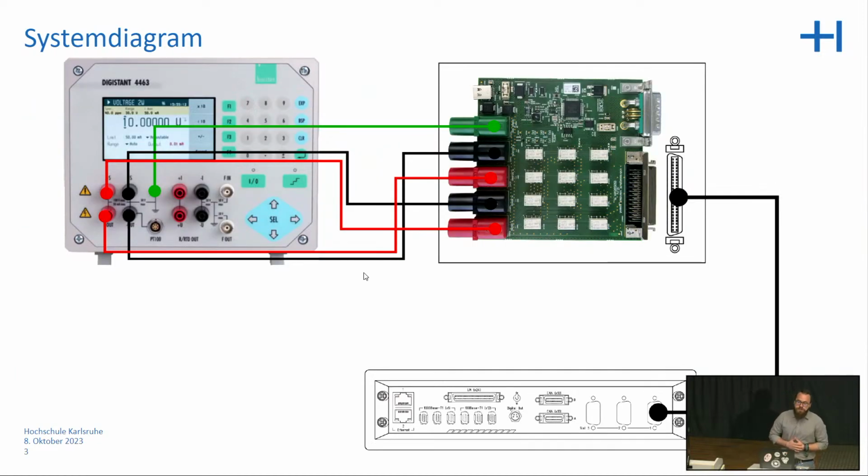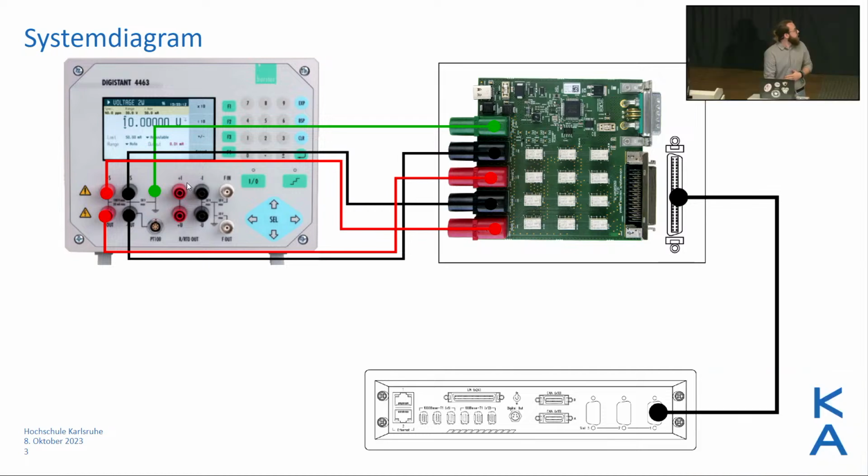A quick overview of the electrical system of the project, starting with a precision calibration voltage source, which then gets switched on a multiplexer circuit board to switch the precision voltage to each of these 6 individual measurement channels.